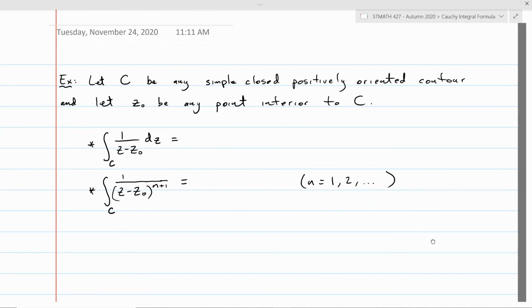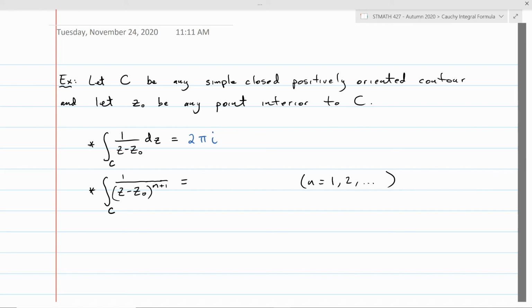So if C is any simple, closed, positively oriented contour, and if we let z naught be any point on the interior of that curve, then the integral around C of 1 over z minus z naught dz is 2 pi i. This is essentially that homework problem I gave you earlier, where you do the integral around C rho in the proof of the Cauchy integral formula, and then you just apply the deformation of paths theorem. So this integral would also be 2 pi i. That's just a basic fact.